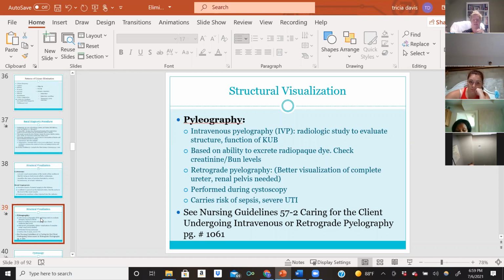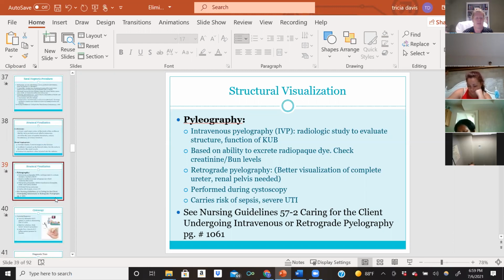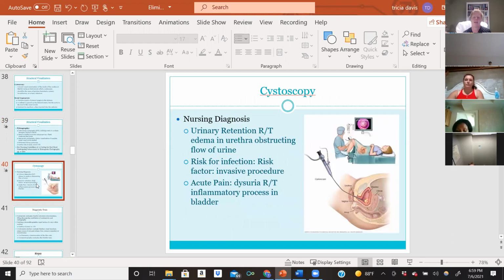So you guys can read on page 1061 under nursing guidelines for caring for the patient undergoing intravenous or retrograde pyelography. There's a lot of good information in there.